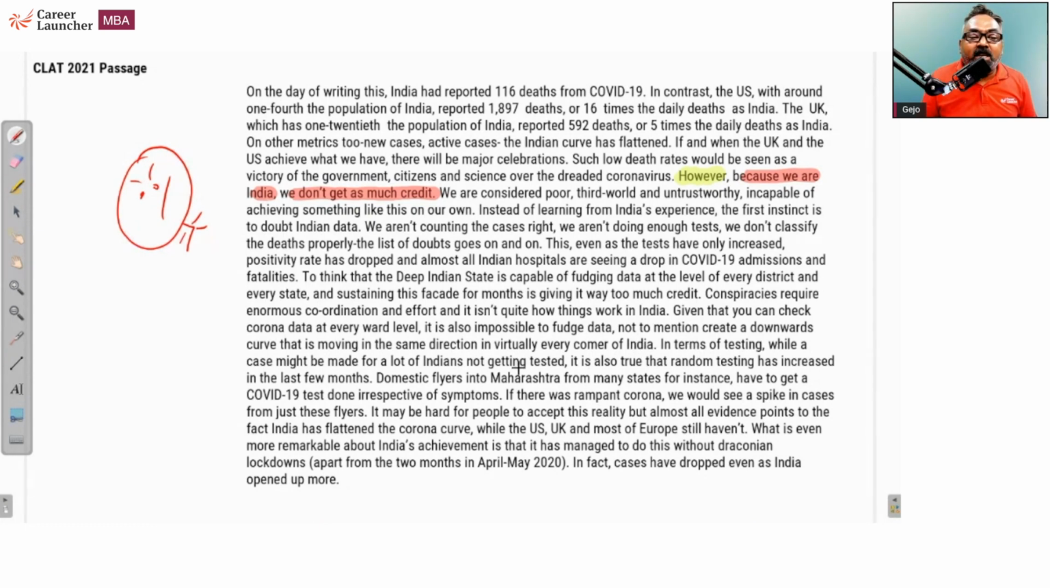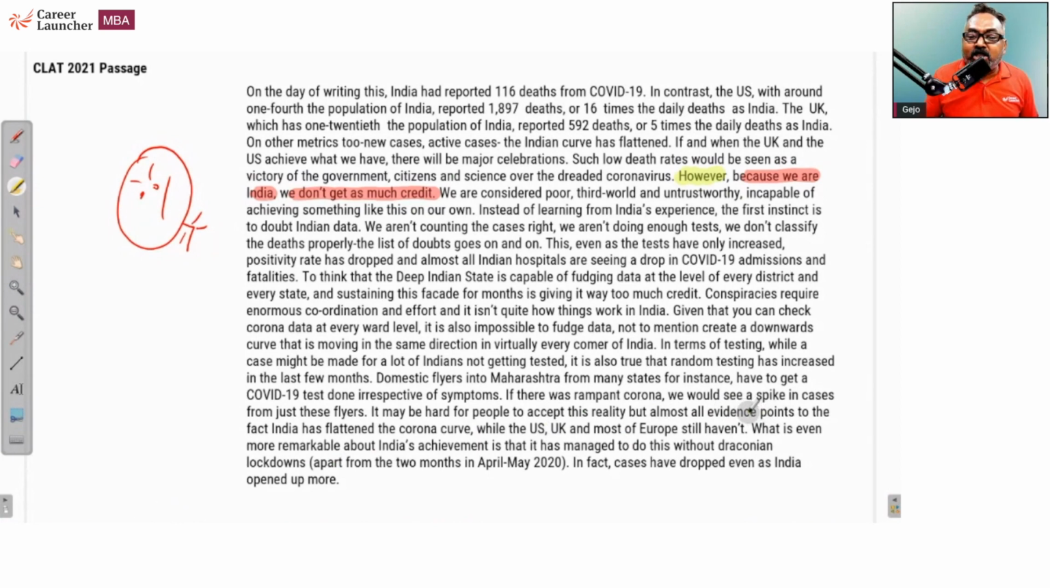In terms of testing, while a case might be made for a lot of Indians not getting tested, it is also true that random testing has increased in the last few months. Domestic flyers into Maharashtra from many states, for instance, have to get a COVID-19 test done irrespective of symptoms. If there was rampant corona, we would see a spike in cases from just these flyers. It may be hard for people to accept this reality, but almost all evidence points to the fact that India has flattened the corona curve, and all evidence points to the fact.